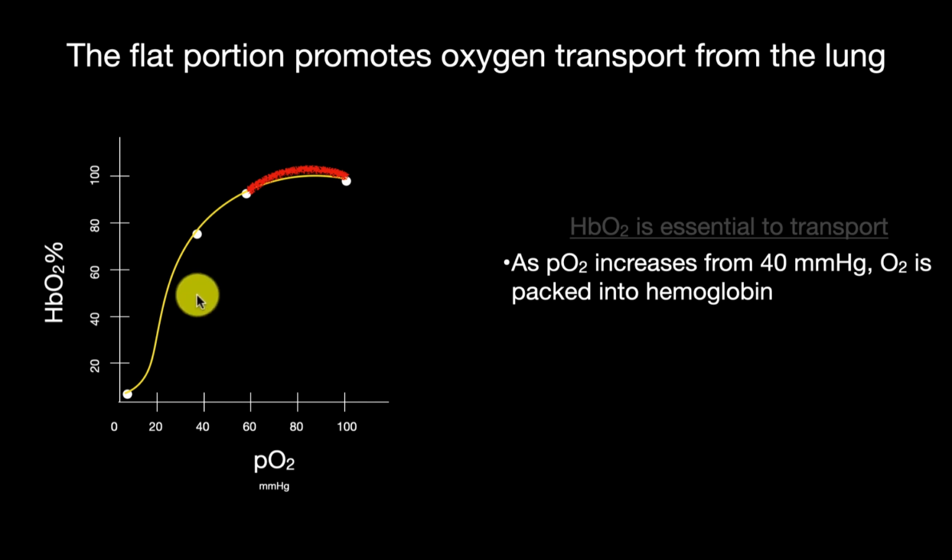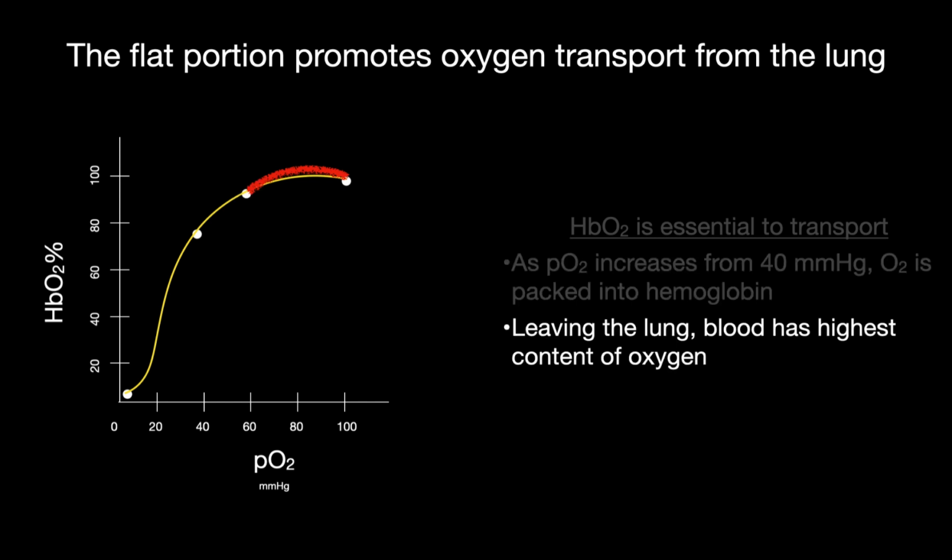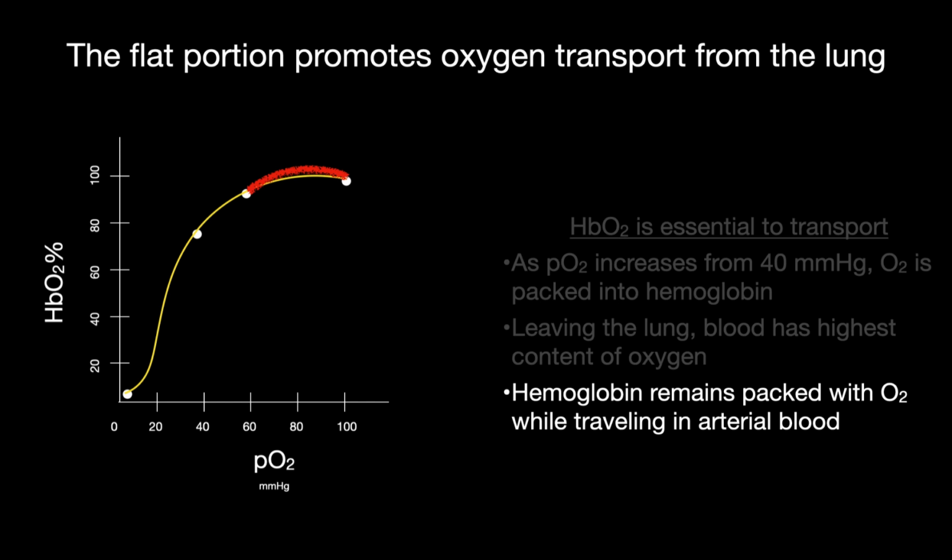As PO2 increases from 40 to about 60, oxygen is just packed onto hemoglobin. And when it leaves the lung, blood has the highest content of oxygen possible. And then the hemoglobin remains packed with oxygen while it's traveling through the arterial bloodstream. So at first, I said that the flat portion is important. But then I mentioned that, well, from here to here, oxygen just gets packed onto the hemoglobin.